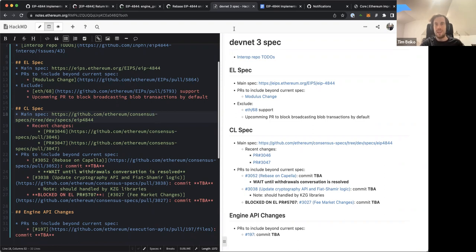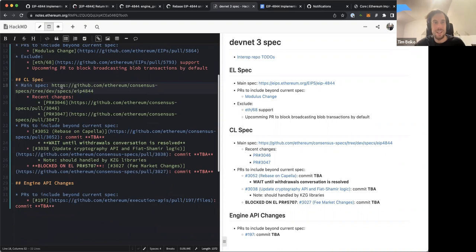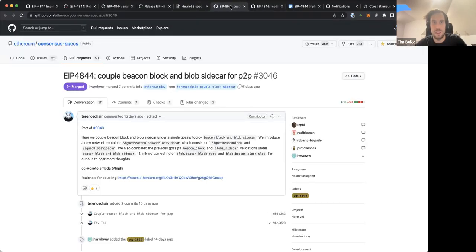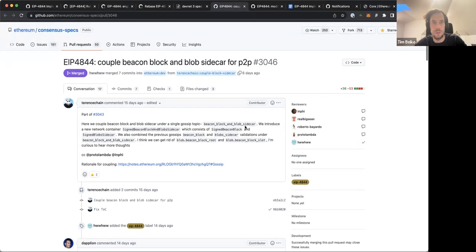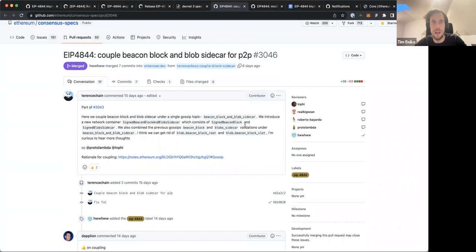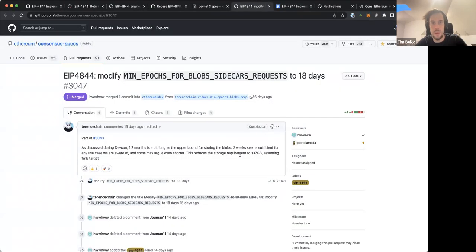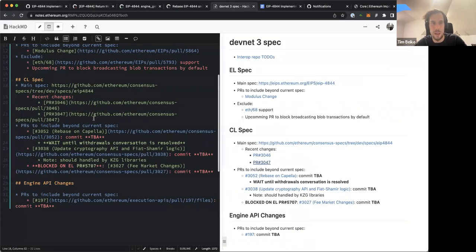Okay, CL spec, a bit more tricky. These recent changes probably aren't that recent anymore. I did this last week, but just as a heads up, we couple the blobs to the block for recent history, but I believe we decoupled them for historical sync. We lowered the blob retention period to about 2 weeks. So this is already merged in the spec, but I just wanted to highlight them.